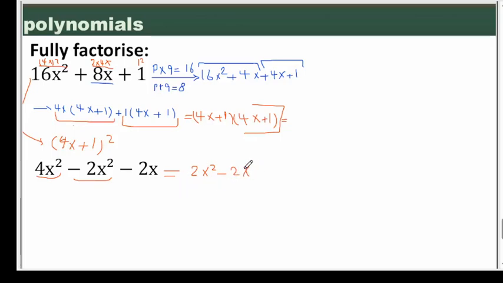What's the common factor between the two terms? It is 2x. So I bring out 2x. What would be left for the first one would be x, and for the second term would be negative 1. So I write it as full factors.